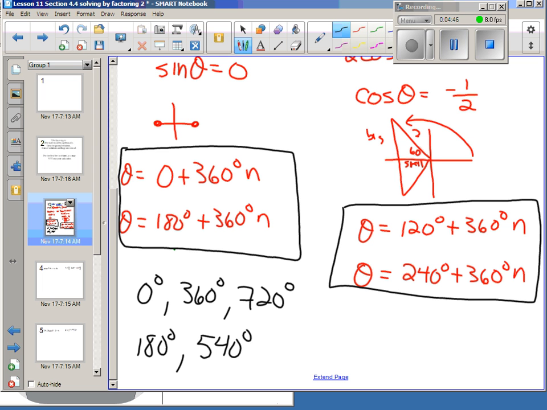Over here, I have 120. And if I add 360 to that, I get 480. Adding another 360 will definitely be too big. On the bottom, I get 240. And if I add 360, I am going to get 600. And there's all my answers from 0 to 720.